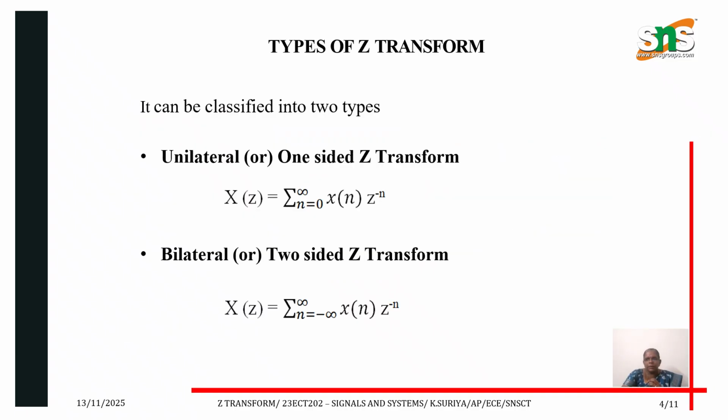So next we will see about the types of Z transform. There are two types. One is unilateral or one-sided Z transform, where your summation will come only on the positive side, that is the right hand side of the Z plane, which is n equal to 0 to infinity as shown in the equation. Next one is bilateral or two-sided Z transform, where on both the sides we will be calculating, which is shown in the expression n equal to minus infinity to infinity.